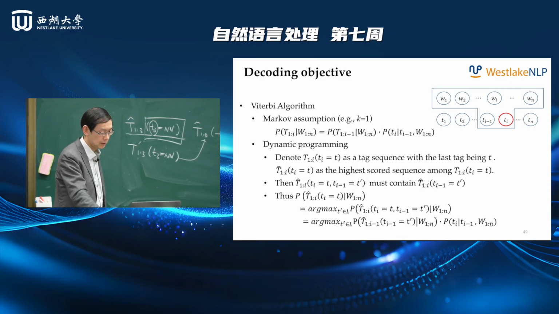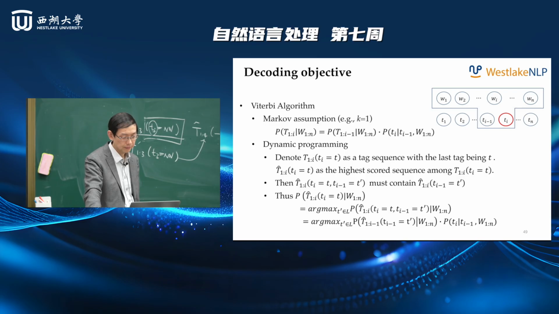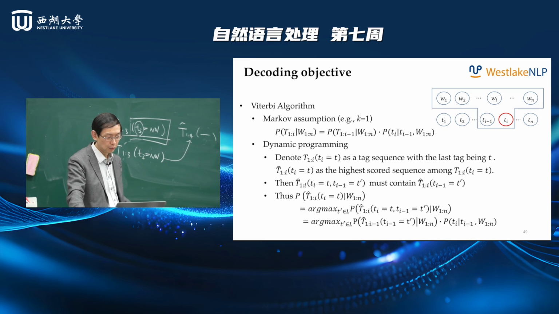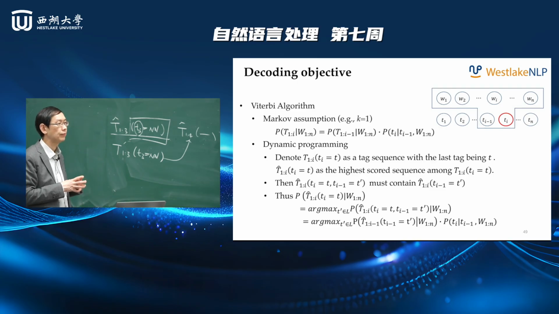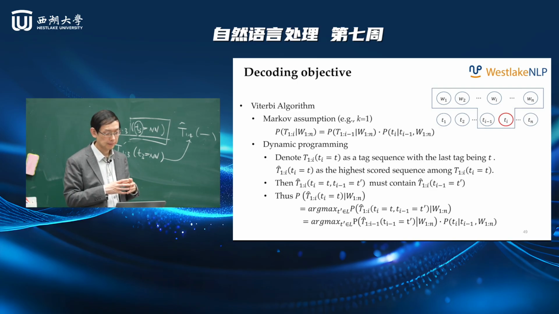Okay? So this is the reasoning process. Denote t1 to i, with ti equal to t, to be a tag sequence where the last tag is t. You can prove that the best t hat 1 to i, where ti is t and ti minus 1 is t prime, must contain t hat 1 to i minus 1, where ti minus 1 is t prime. You can prove that by contradiction.